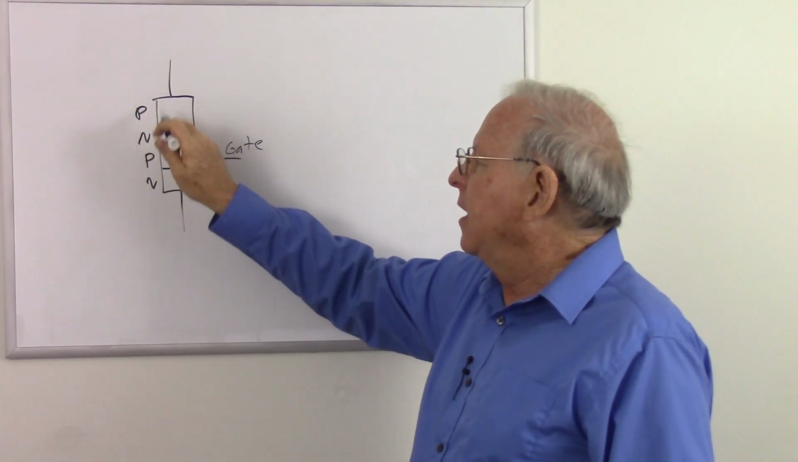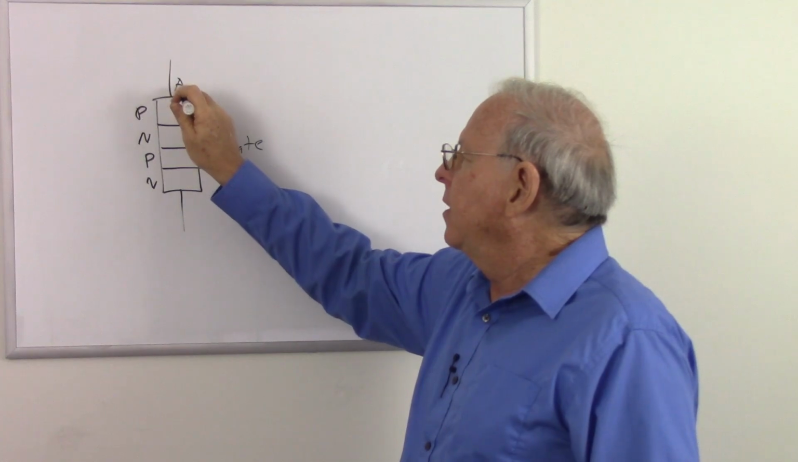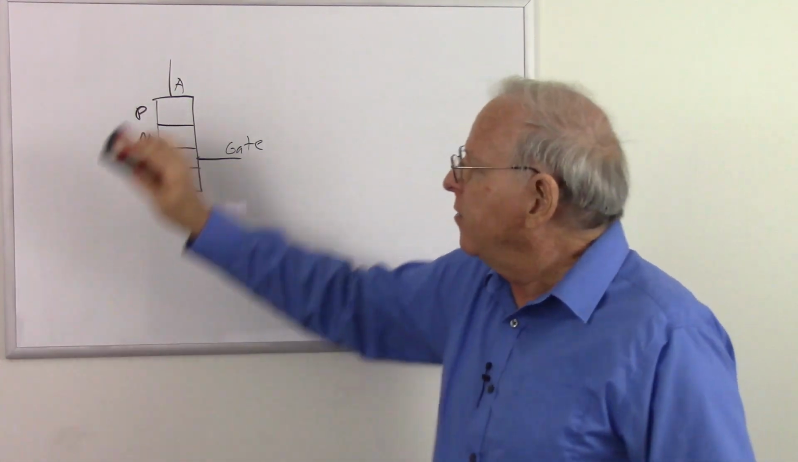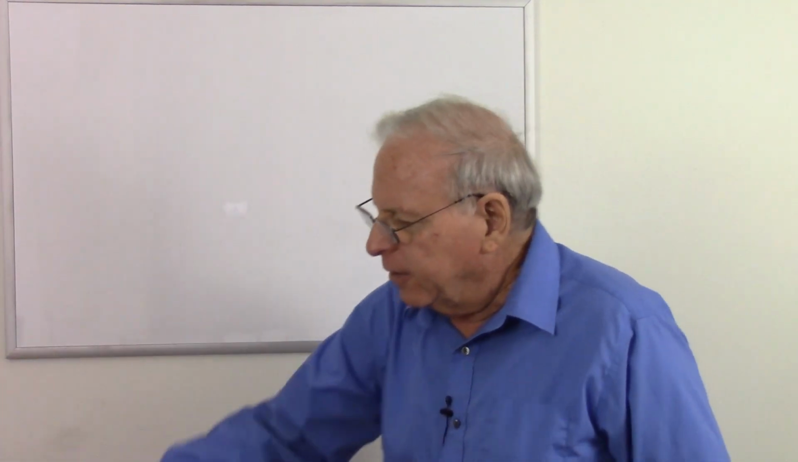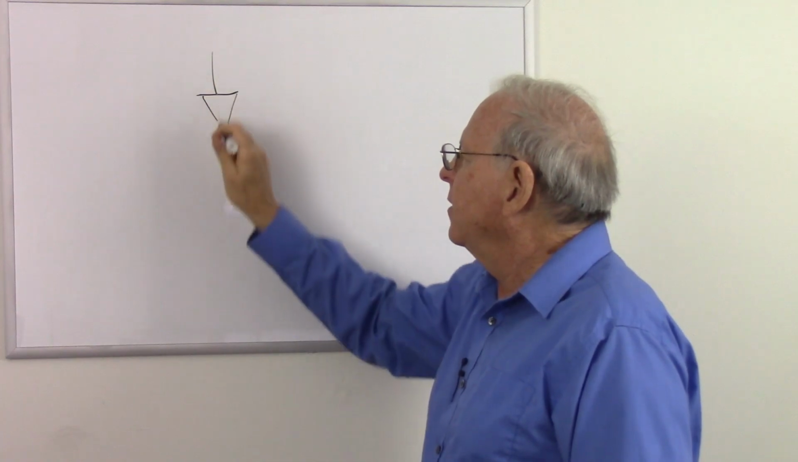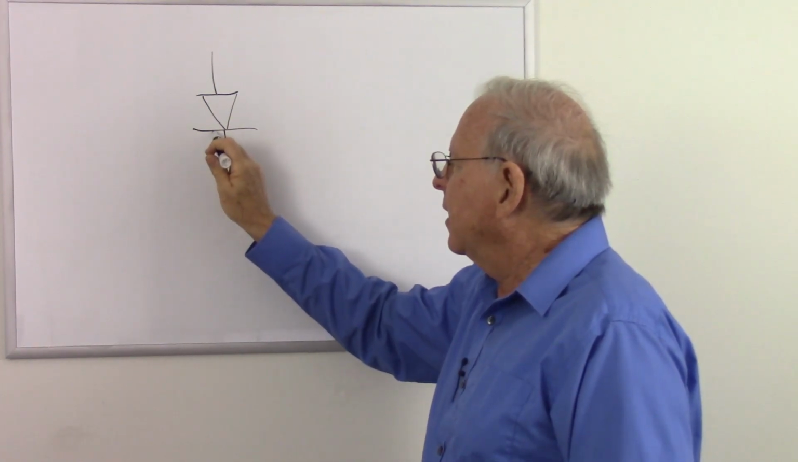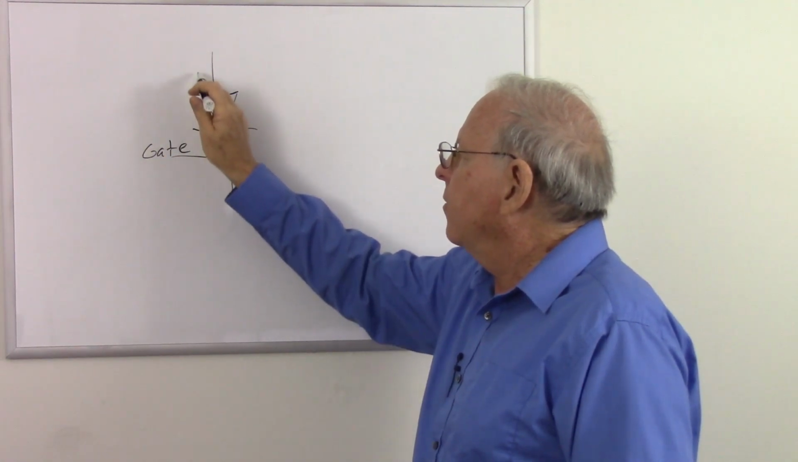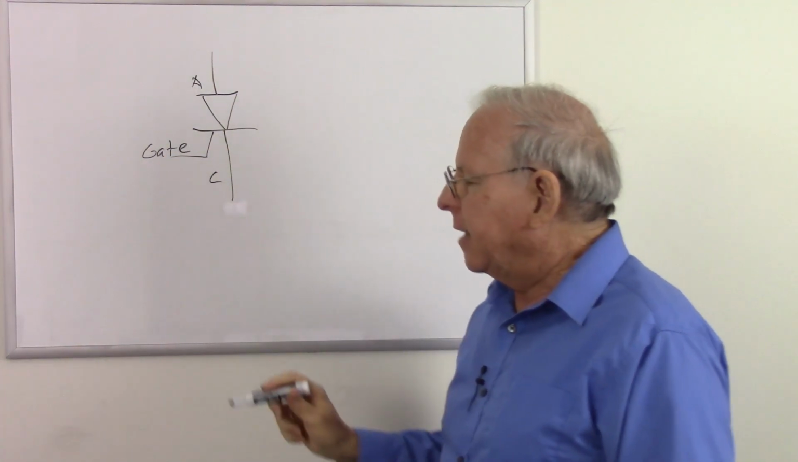So we have the anode and the cathode and the gate. The symbol for this device is a regular diode with a extra, I'm going to draw it this way, little extra connection called the gate. So anode, cathode, and gate.